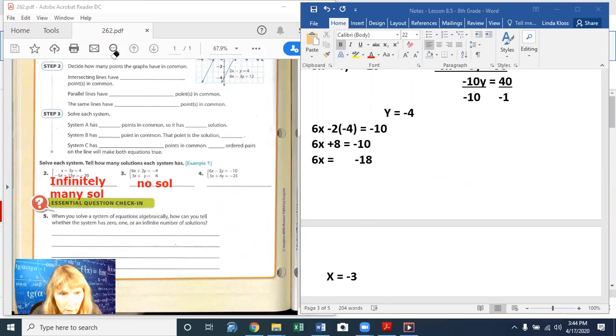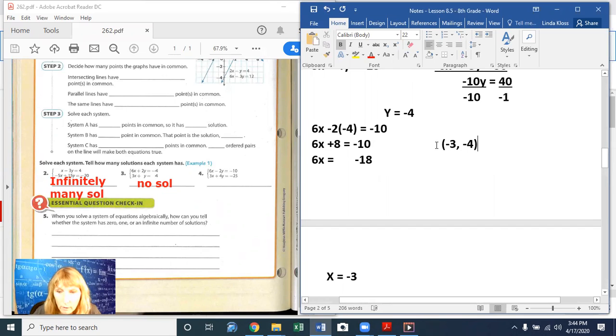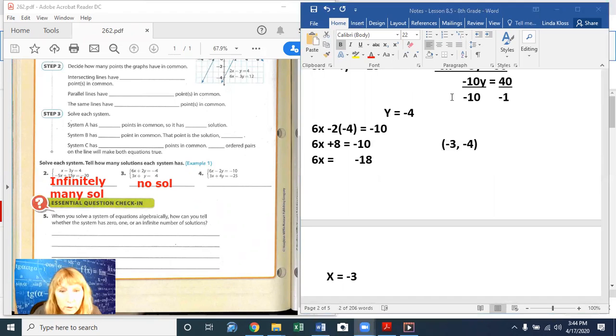So x equals negative 3 and y equals negative 4, right? So the solution to that system is negative 3, negative 4. That right here is our solution. I wanted to highlight that. I'll just circle it.